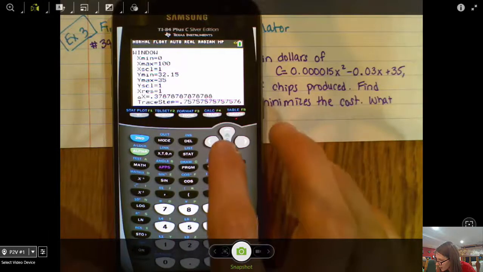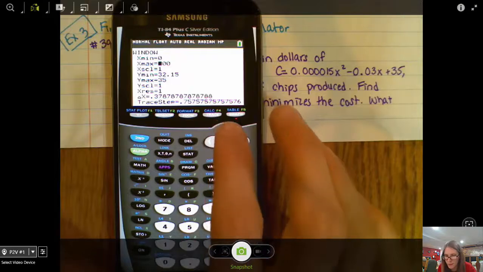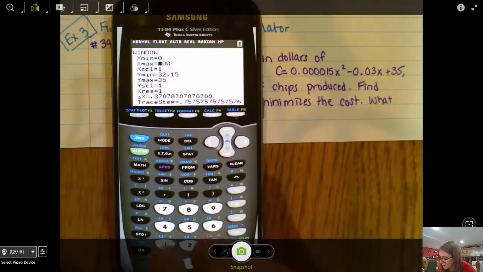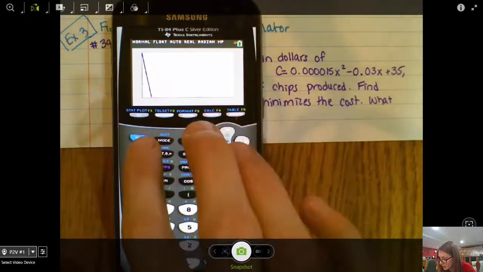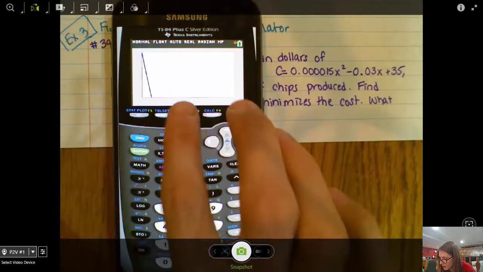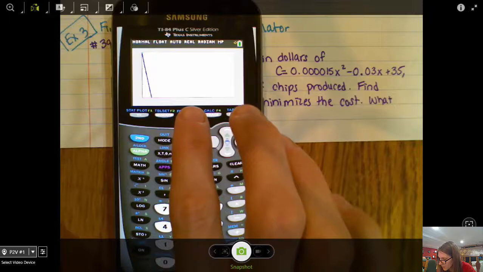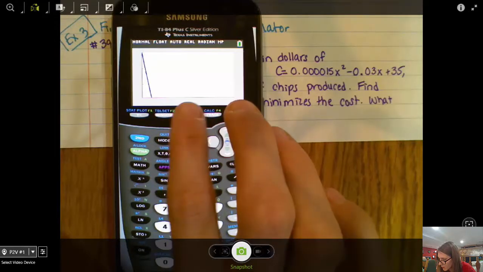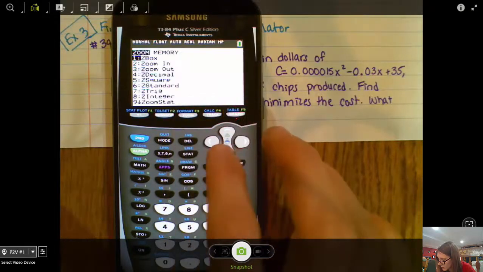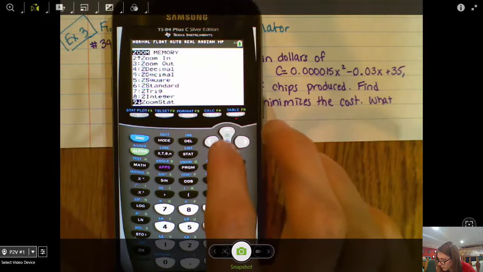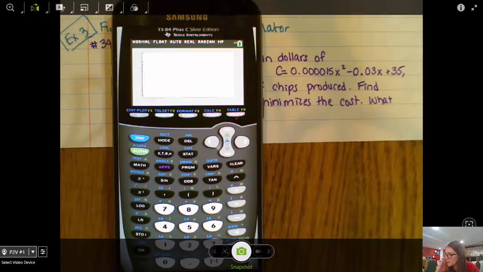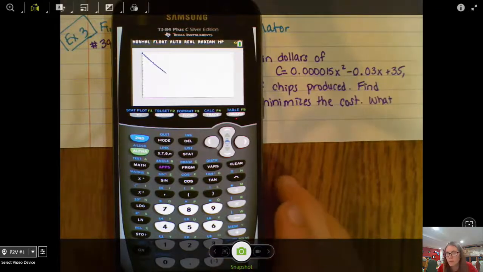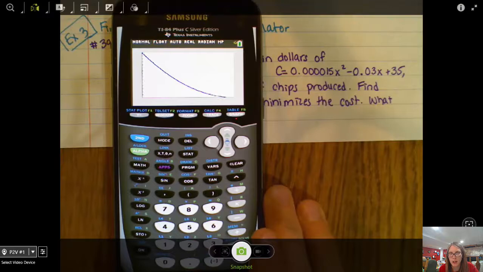Let's try making our X max 1,000. And I should zoom fit this also. And we can always overshoot and then come back to it.